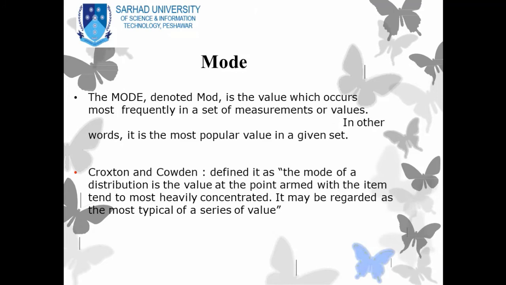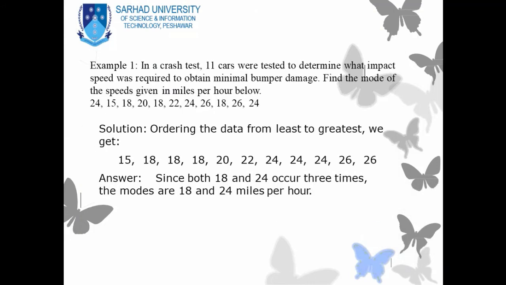So the mode is the most repeated value of the data. For example, in a crash test, 11 cars were tested to determine what impact speed was required to obtain minimal bumper damage. To find the mode of the speeds given in miles per hour: 24, 15, 18, 20, 18, 22, 24, 26, 18, 26, and 24.